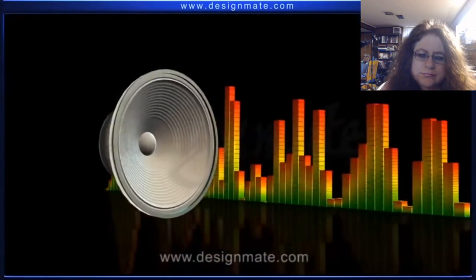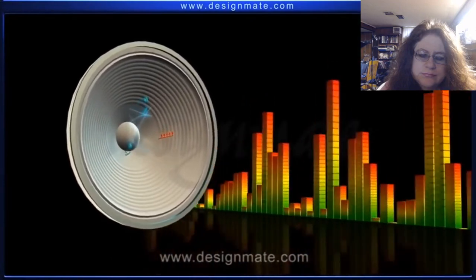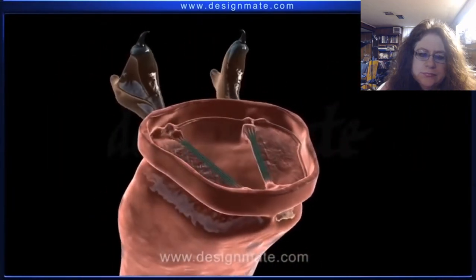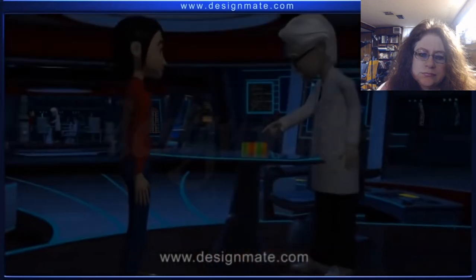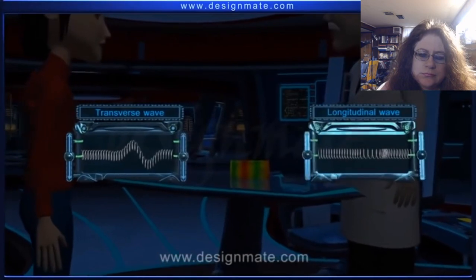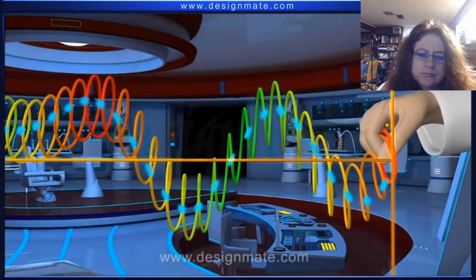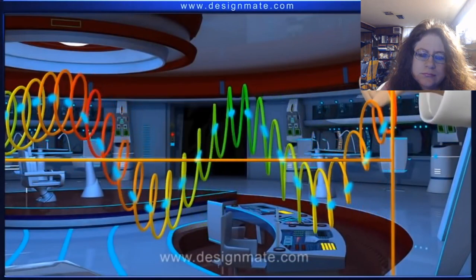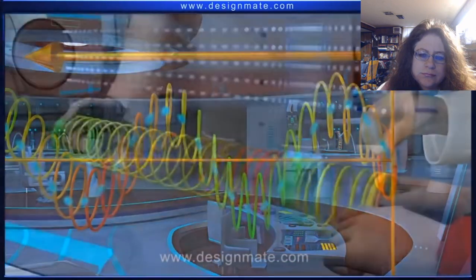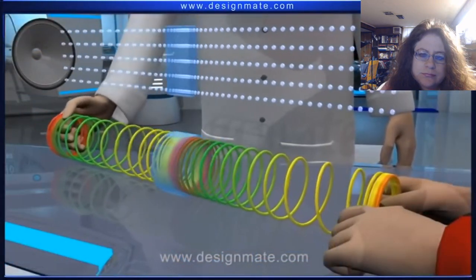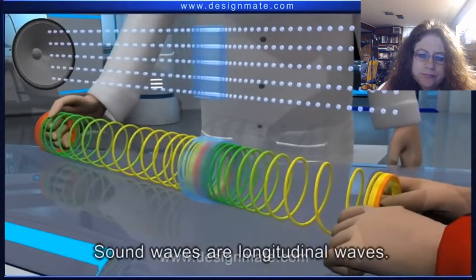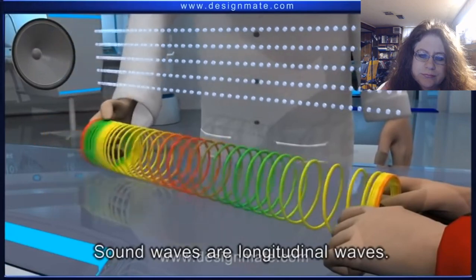Every sound is produced by a vibration. Vibrations are produced by our vocal cords when we speak. There are two types of waves, transverse wave and longitudinal wave. In a transverse wave, the particles vibrate at a right angle to the direction of the wave. In a longitudinal wave, vibrations are parallel to the direction of the wave. Sound waves are longitudinal waves.